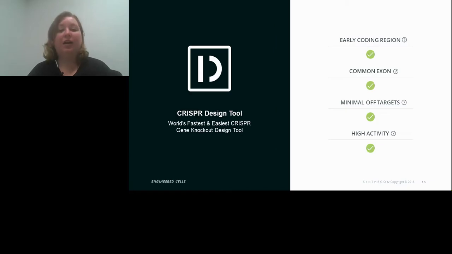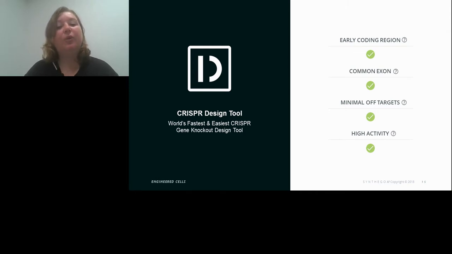We designed our own design tool so that we can better design guide RNAs, which are obviously integral to how we do a CRISPR-Cas9 experiment. Our design tool takes into account multiple different facets. We look at the early coding region of any gene when we design our guides, because as I showed you previously, we want to ensure that we're hitting an early exon so that we can knock out that protein function as early on as we can, so we don't get protein transcripts created.